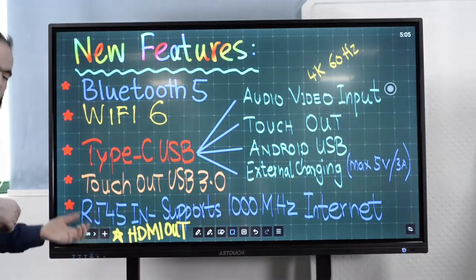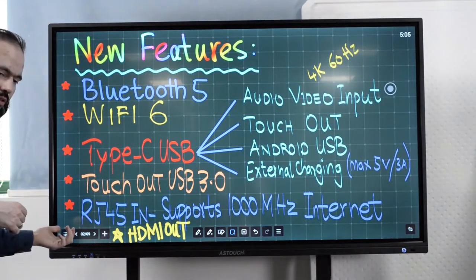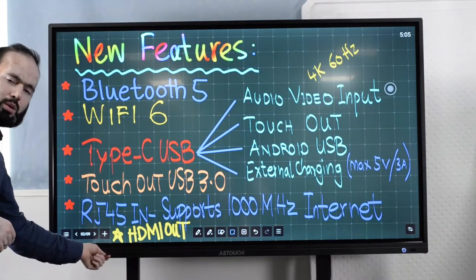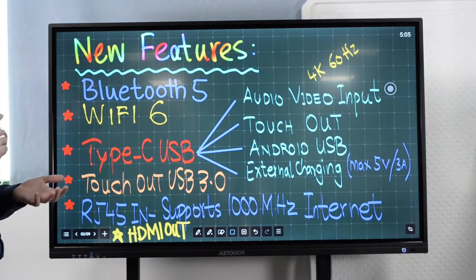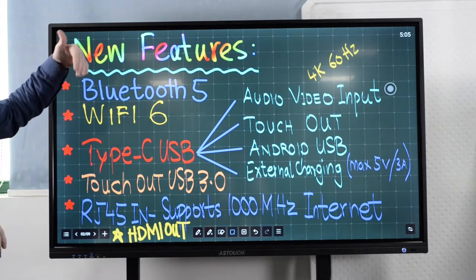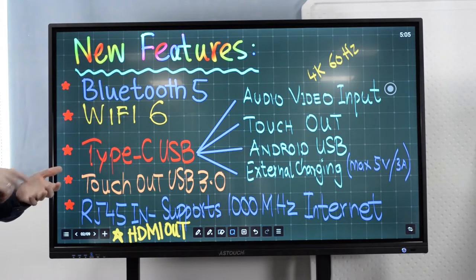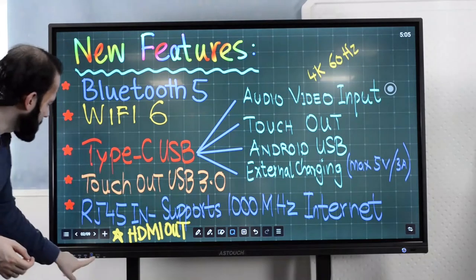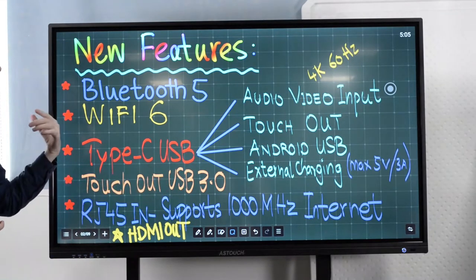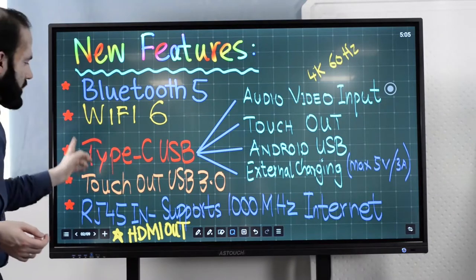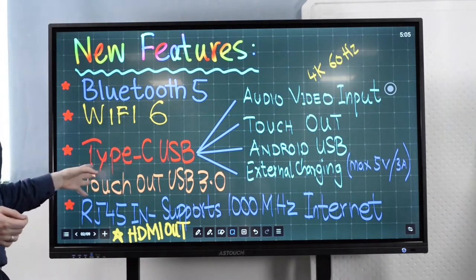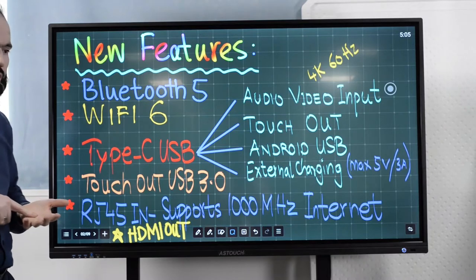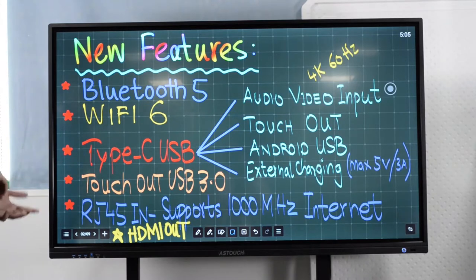So you can connect your mobile device, Android device, using a Type-C USB, and you can actually play the video from your phone, and it will be played here. And you can also use it as a touch function, right? And also, it has touch out USB 3.0. The previous versions had 2.0 touch out USB. So it's faster. You can connect it with an external device and access the touch function of this device.